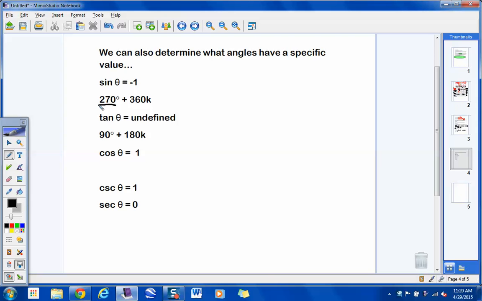So how about the cosine of theta? Where does cosine of theta equal 1 at first? 0 degrees, right? So we would say 0 degrees plus 360k. How often does the cosine function repeat itself? Every 360 degrees, right? You okay with that? How about the cosecant of theta? Where is cosecant of theta 1? That's what that says. 90 degrees.